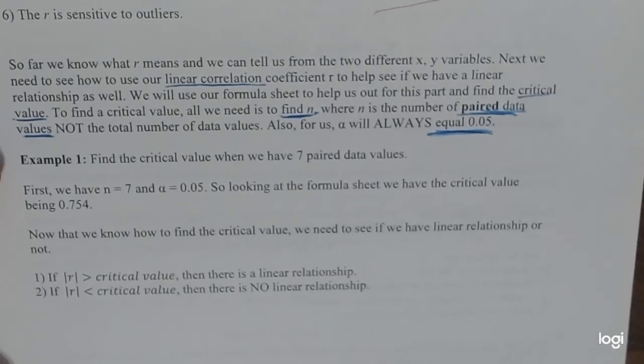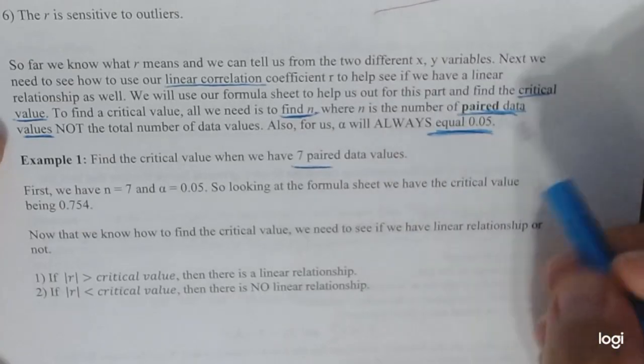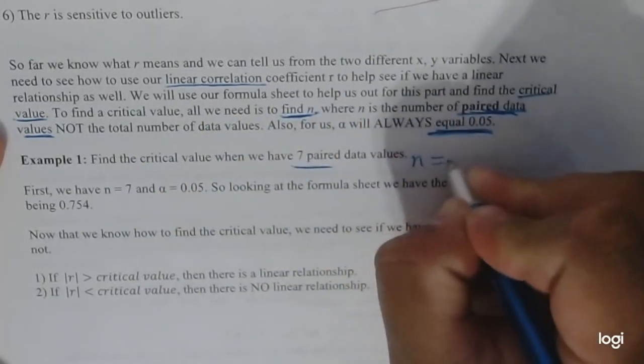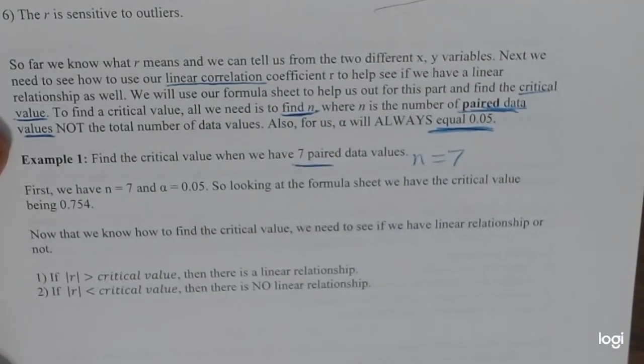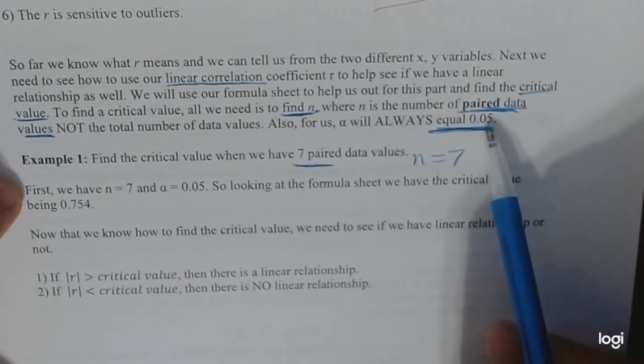All right, so let's find the critical value when we have 7 paired data sets. So essentially we want to do this. n is equal to 7, because we have 7 paired data sets. Alpha is 0.05. It's always going to be alpha 0.05.